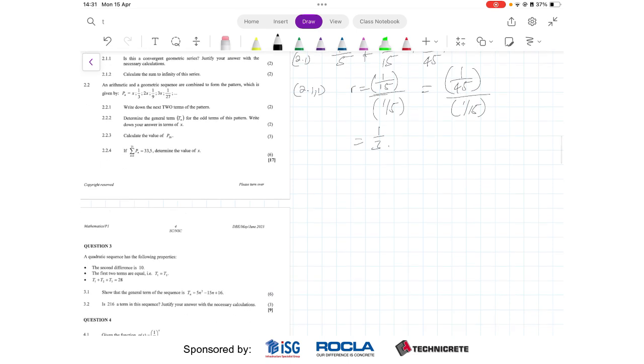Now, from this, since our answer for r lies between -1 and 1, we can say that the series is convergent.